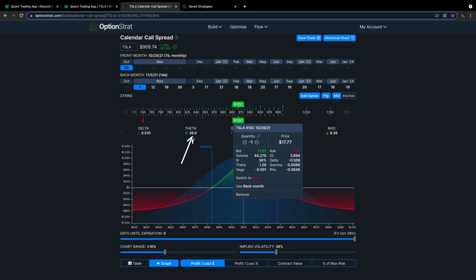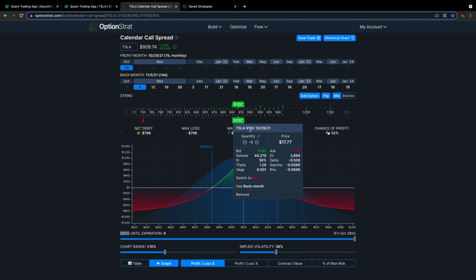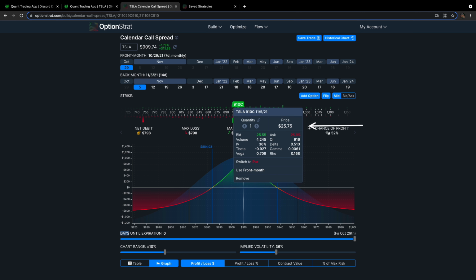Each day it's going to change because it's going to start making more and more money as it gets closer and closer to Friday, which would be the expiration right here. And if you want to know how much a spread like this costs, it's essentially going to be $798. Why is that? Because we're shorting this strike and collecting $17.77 in premium, and then we're buying this one for $25.75. The difference between the two ends up being our net debit, which is how much BP, or buying power, you need.